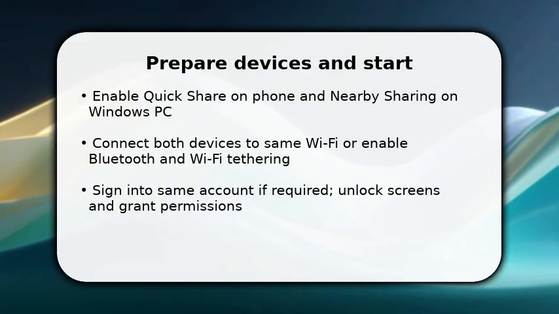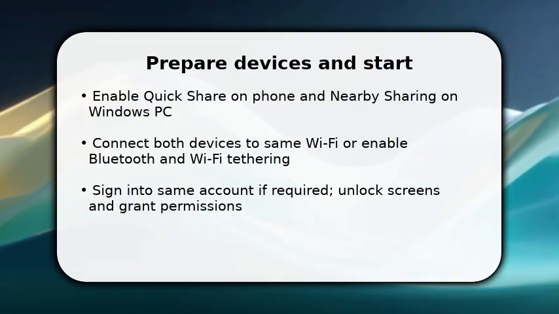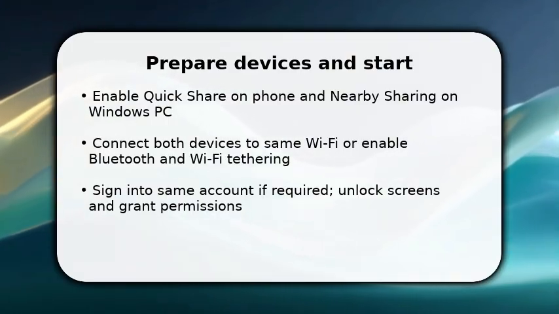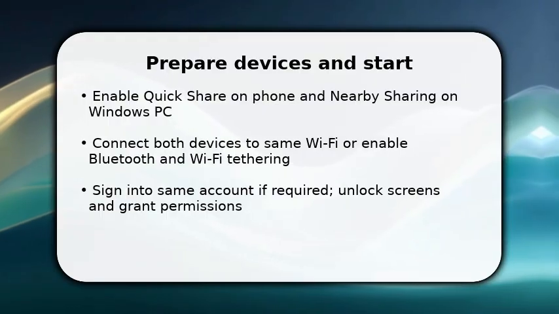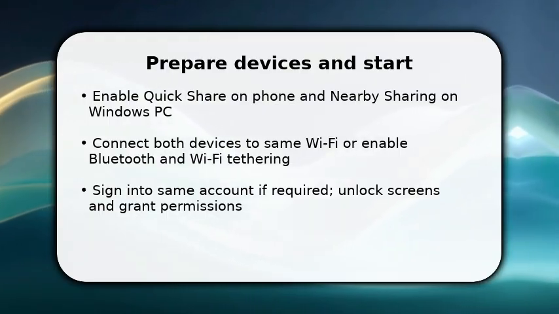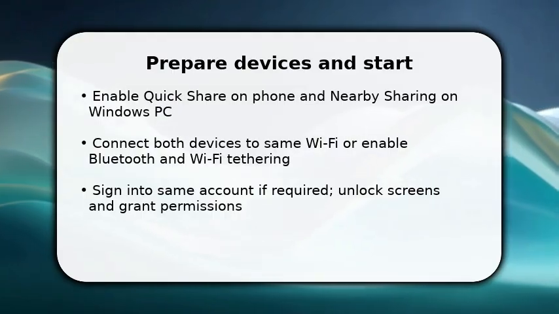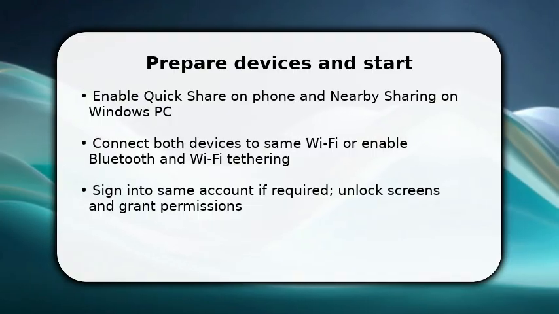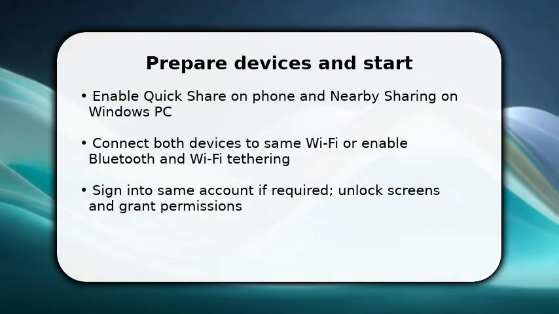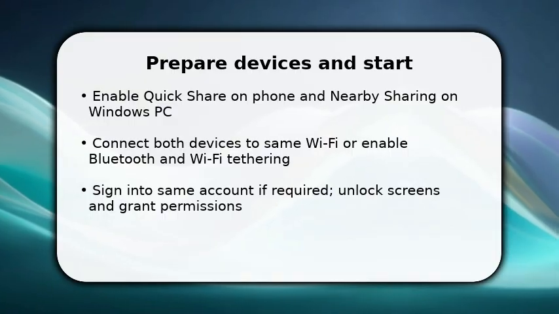You're ready to begin. Turn on Quick Share on your phone and nearby sharing on the PC, then make the phone discoverable. Once done, open the file or photo you want to send and tap Share, choosing Quick Share. On the PC, set receiving visibility to everyone nearby or my devices so the phone sees it. Make sure Bluetooth and Wi-Fi are active.